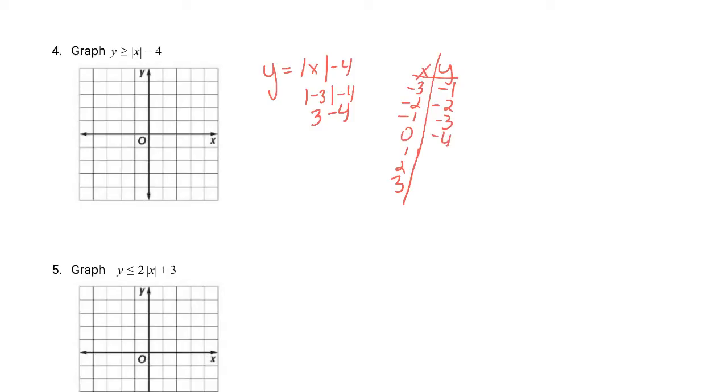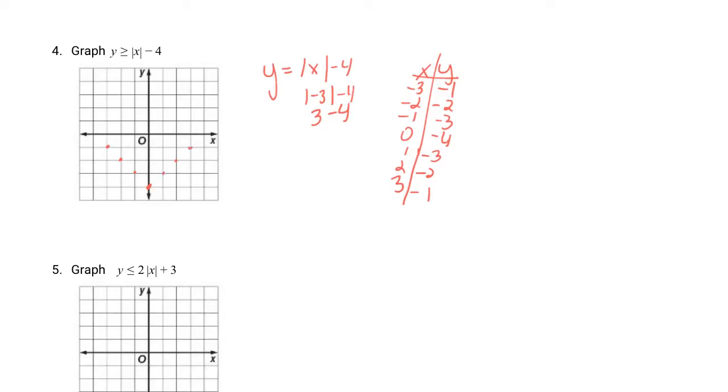0 minus 4 is -4. And then we kind of just reverse what we did for the next 3 points. 1 minus 4 is still -3. So now we need to graph this. 0, -4 is the point at the very bottom there. And then we've got -3, -1. And the next points that make that V.